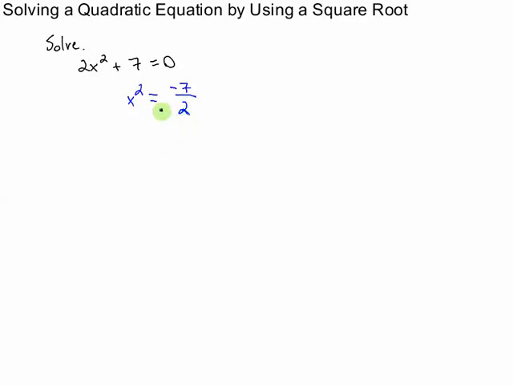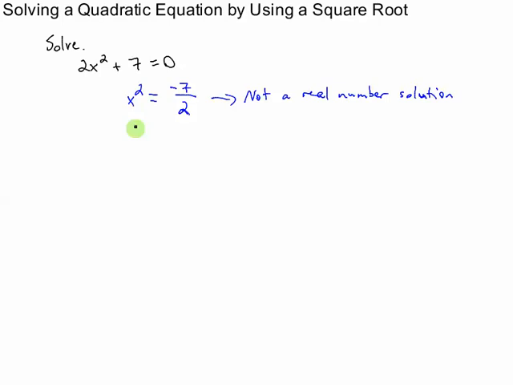Now if you're solving this for real numbers, there's no real number that you can square to get negative 7 halves. So there's not a real solution, not a real number solution. But you can solve this using complex numbers, okay? So that's what we're going to do here. There's not a real number solution, but you can solve it using complex numbers.